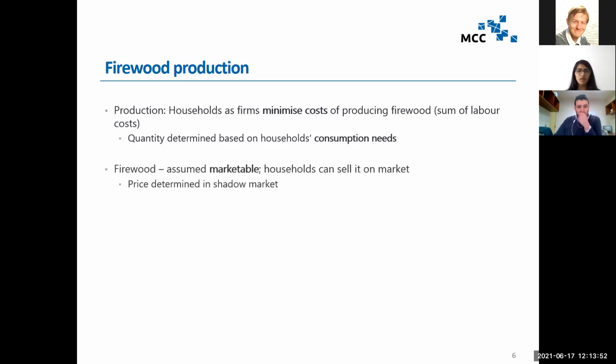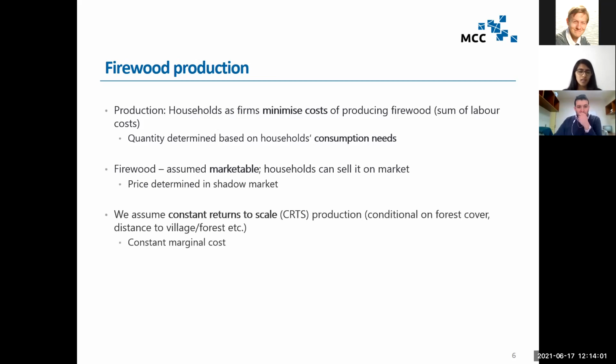We also assume that firewood is a marketable commodity. So technically households can collect it and then sell it on the market at a price that's determined in the shadow market. And an important assumption we need to make is that the production process is constant returns to scale. So we condition on factors like availability of forest land, the distance to the village or forest where households can collect firewood from, the forest cover, and so on. But after conditioning on those factors, we assume that the production process is constant returns. And this basically gives us a constant marginal cost of production.